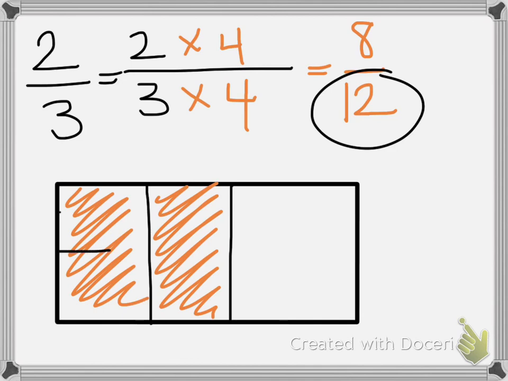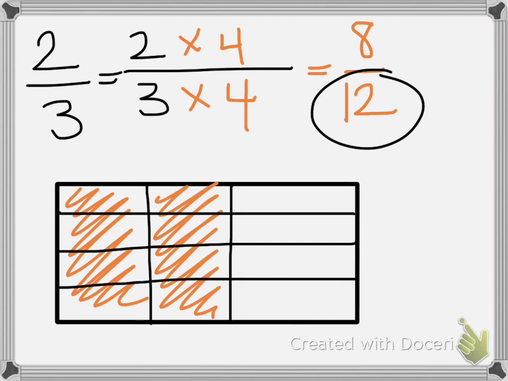We've done this in class before, but I know I can make 4 new boxes in order to get 12 totals. But let's just count and check. 1, 2, 3, 4, 5, 6, 7, 8, 9, 10, 11, 12. Awesome. And let's see if I do in fact have 12 shaded.